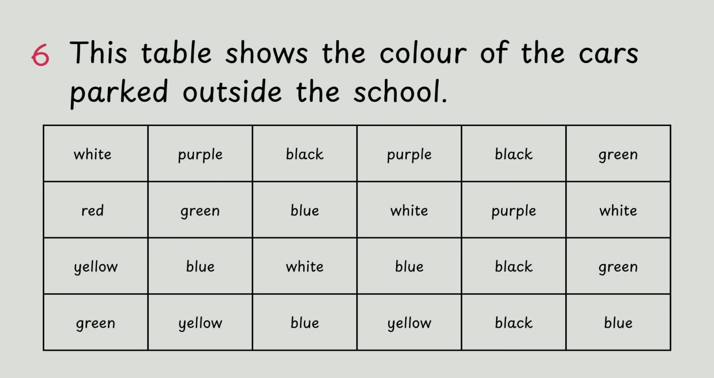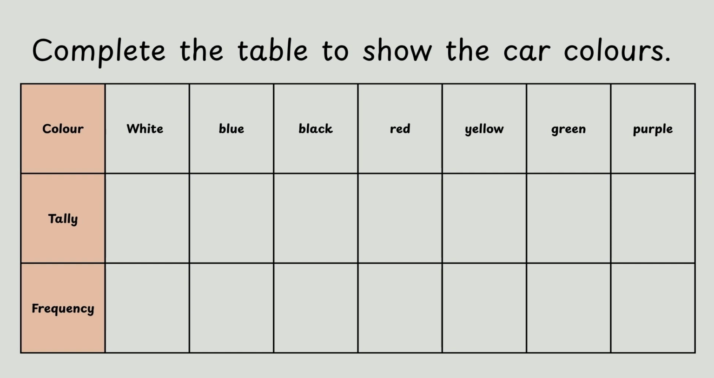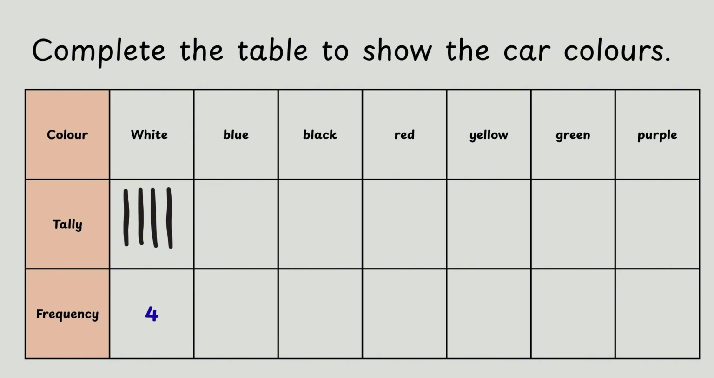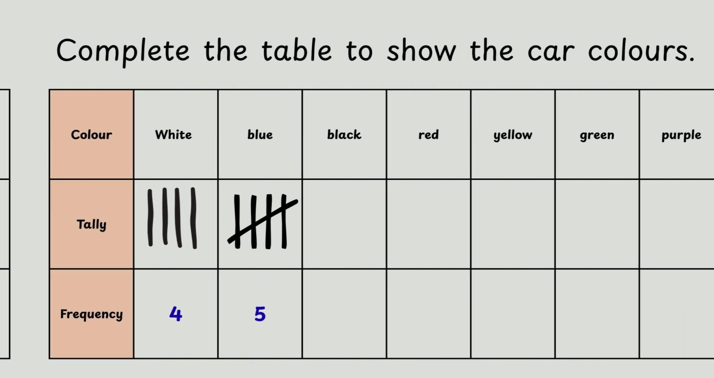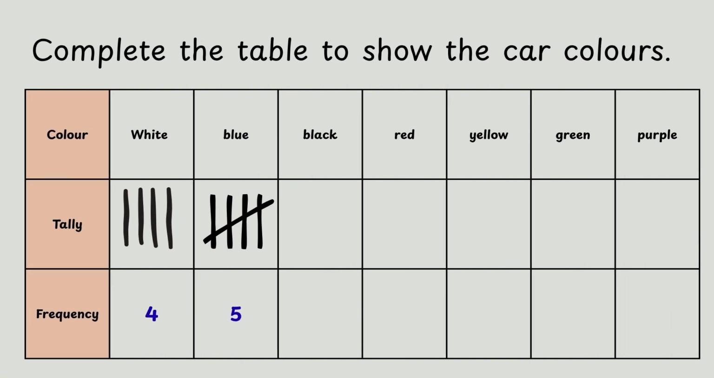Question 6. This table shows the color of the cars parked outside the school. Complete the table to show the car colors. For white color, there are 4 cars. For blue color, there are 5 cars. For black color, there are 4 cars.